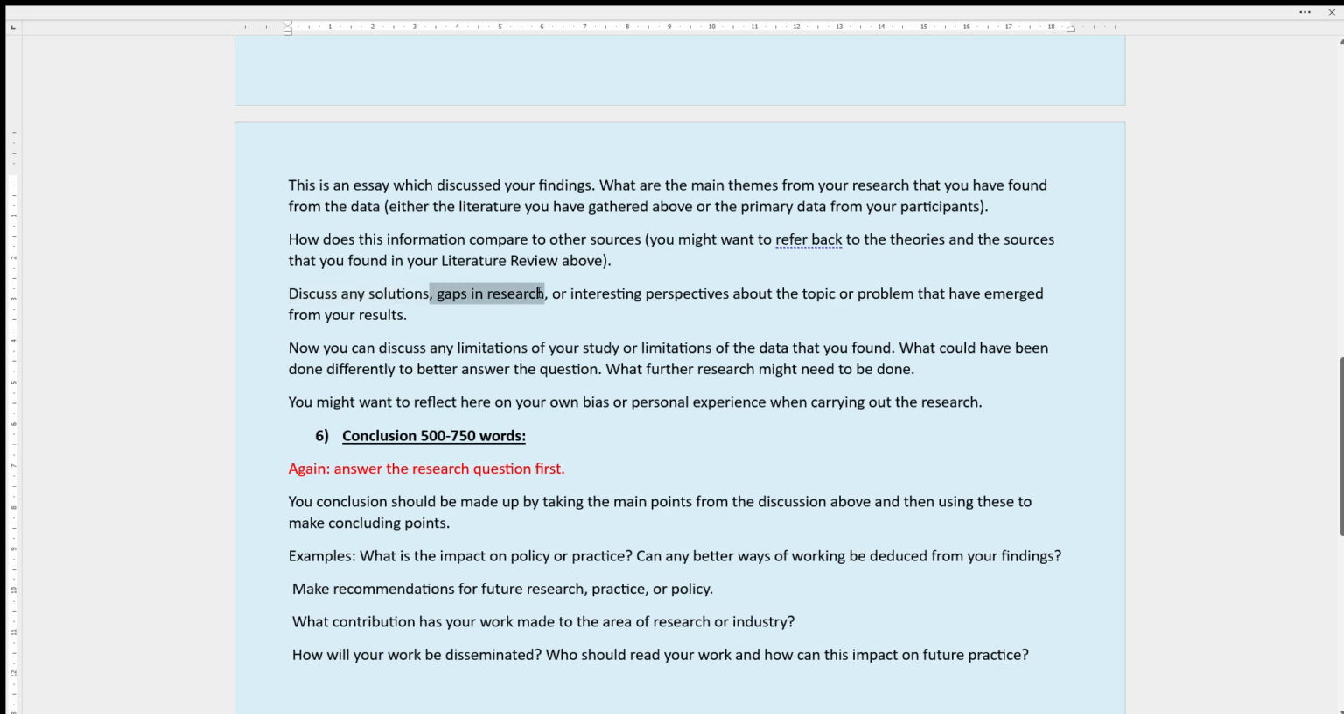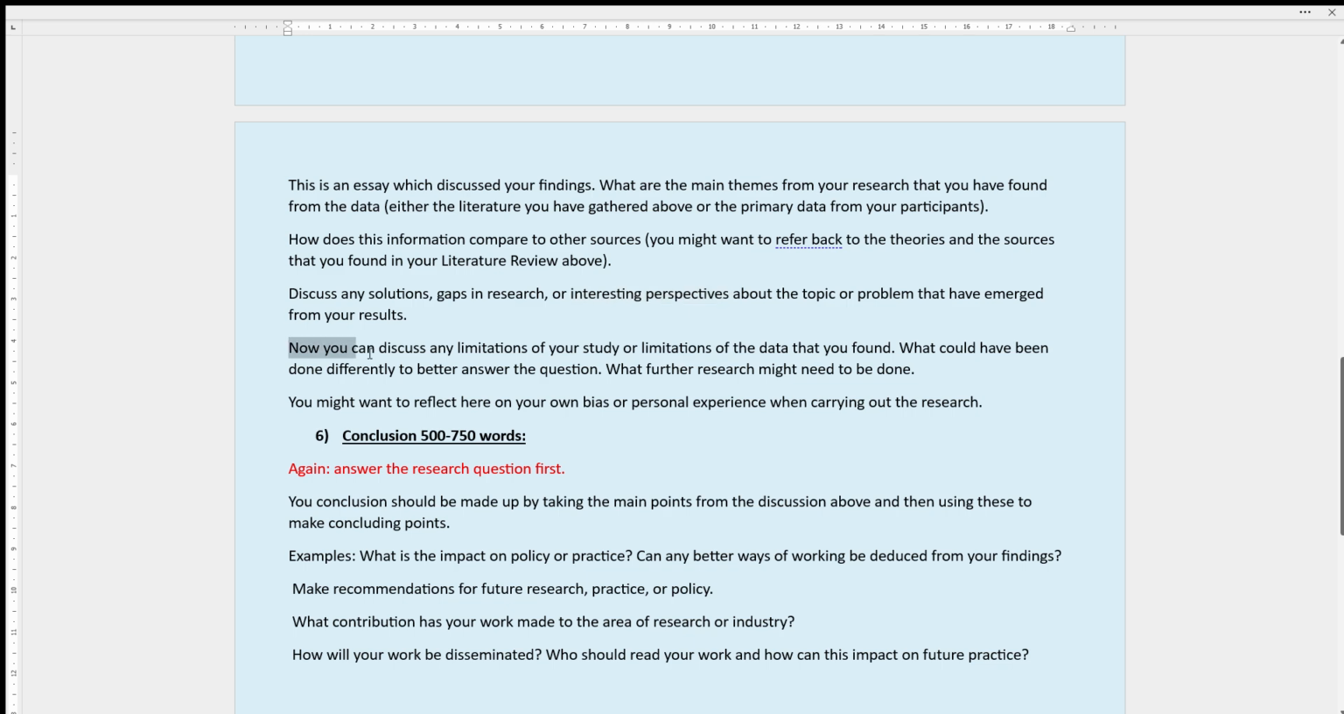Or you might be finding gaps in research. Where are the gaps in data? Why can't you answer certain parts of the question? Is there more research that needs to be done, or maybe your approach wasn't quite appropriate for finding those answers that you were looking for? Or are there any particular interesting perspectives about the problem that have emerged from the results?